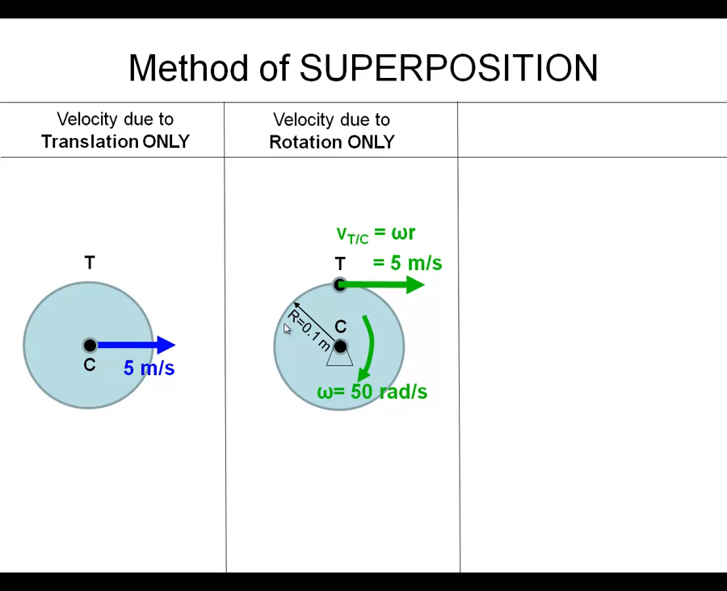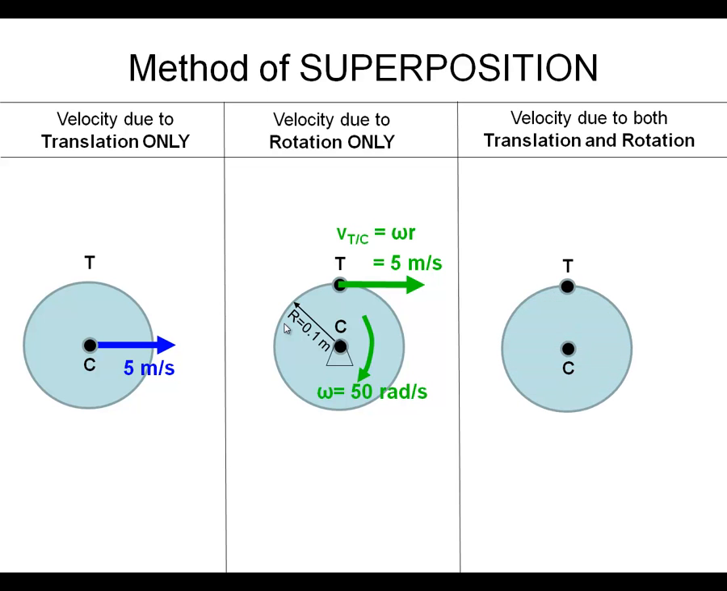So now we can superimpose the two on each other. If it were only translating, it would be going 5 meters a second, and if it were only rotating, it would go 5 meters a second. So therefore, the total must be the 5 of translation plus the 5 of rotation, 10 meters a second.